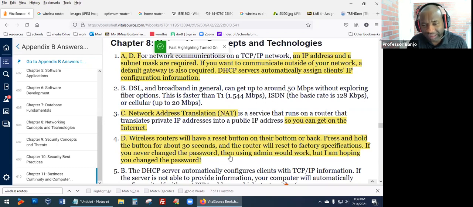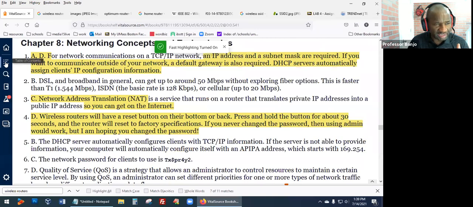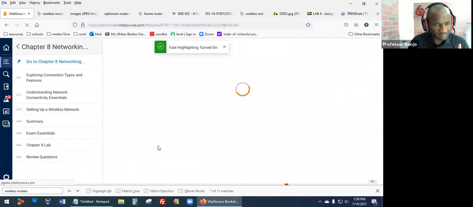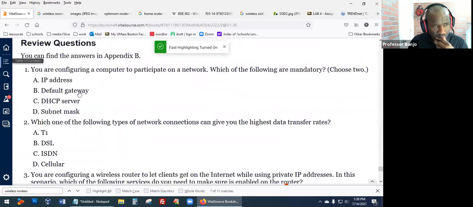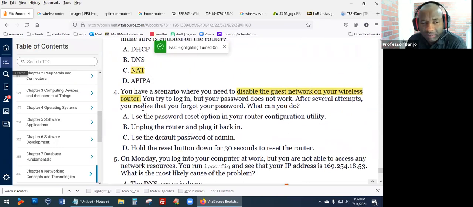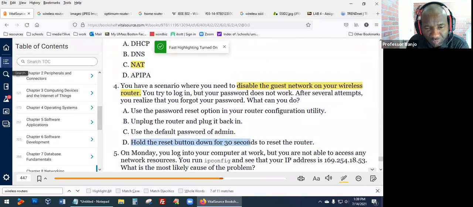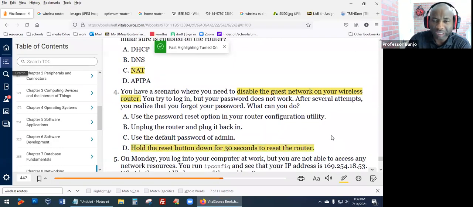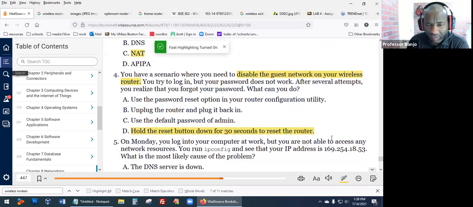Now, if you never change the password, then using the admin would work. But I'm hoping you change the password, right? So D is the answer there, and D is question 8. The question is, after several attempts, you realize you forgot the password. If you forget the password while you're trying to disable the guest network, just do this option here: hold the reset button for 30 seconds to reset the router. Okay. All right, let's move on.